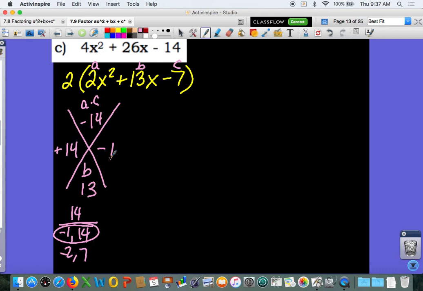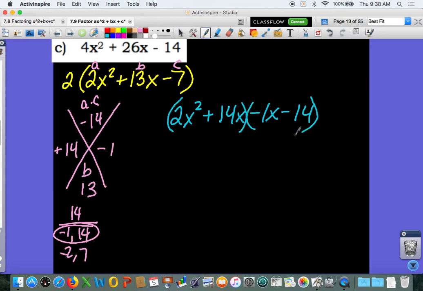Now I need to split my middle. Be careful splitting your middle. Again, you're using your new problem, not your original. So 2x squared plus 14x minus 1x minus 14. 4 terms means now I group.